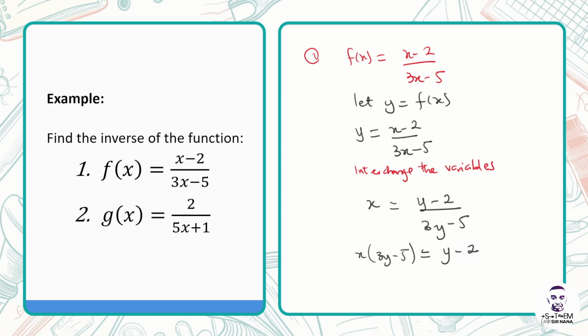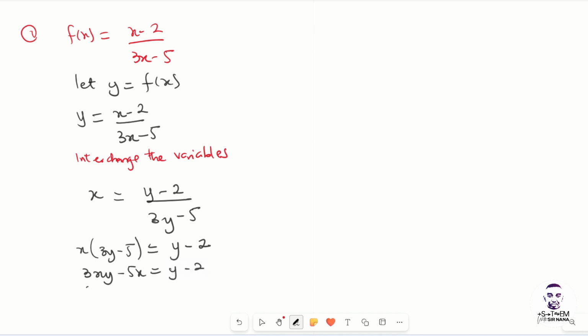Then we can expand this to have 3xy minus 5x to be equal to y minus 2. Then we group all the y terms, so it means that we have 3xy minus y to be equal to minus 2 plus 5x. Factorize y out, so we have y times 3x minus 1 to be equal to minus 2 plus 5x. Then we divide through by the coefficient of the y.